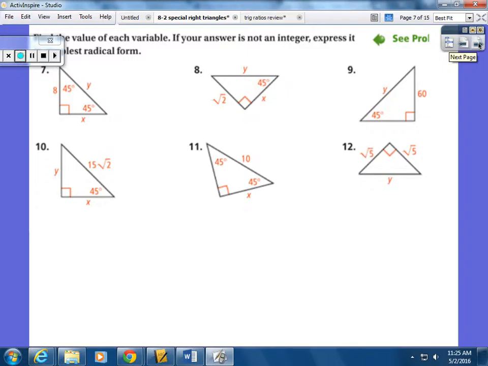So for 7, I have a leg and a hypotenuse. So according to this leg, P is 8. So what is x? X is P, which is 8. And this one would be 8 root 2 because I plug in the 8 there.